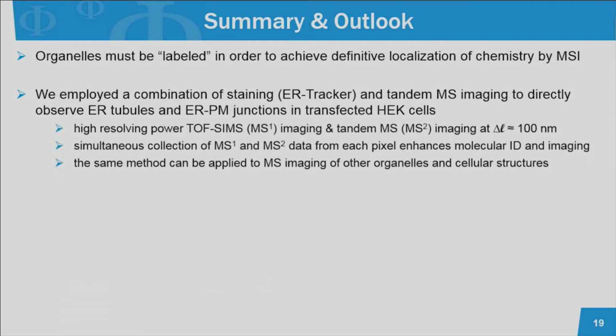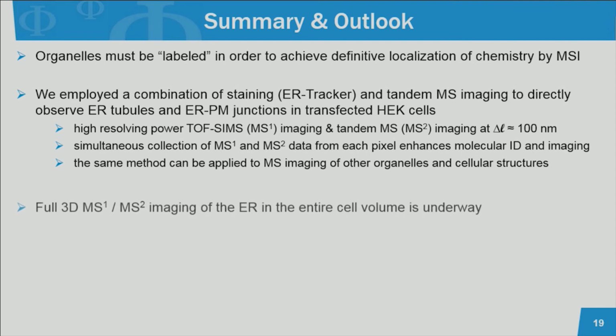So in our case, we employed an ER tracker together with tandem MS imaging to directly observe ER tubules and ER-PM junctions within HEK cells. That was done at high resolving power, approximately 100 nanometers. Simultaneous collection of both MS1 and MS2 data allows us to do really high fidelity imaging as well as molecular identification, and the same method can be applied to a number of other structures as well.